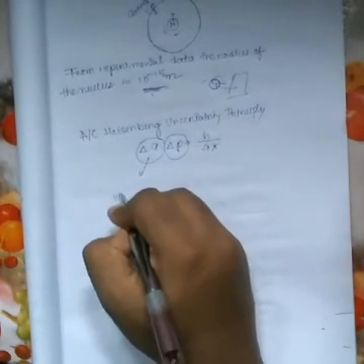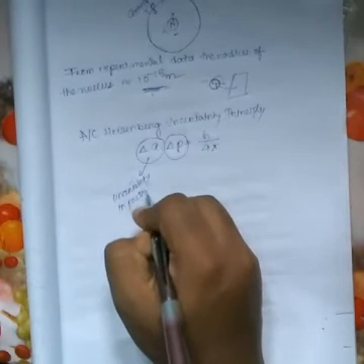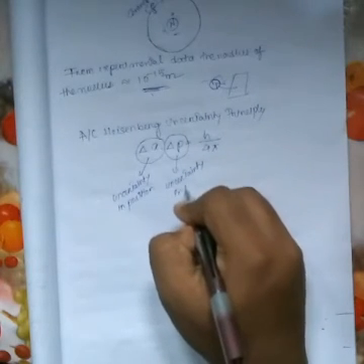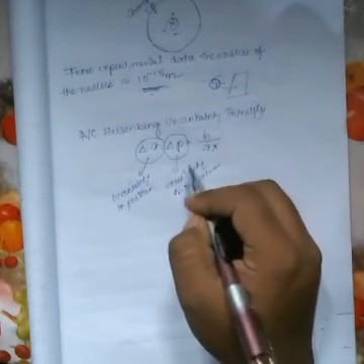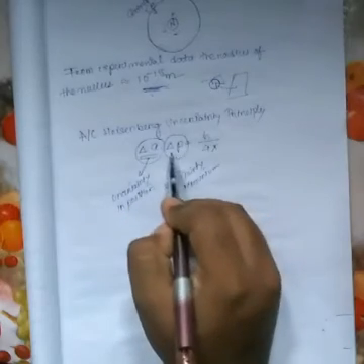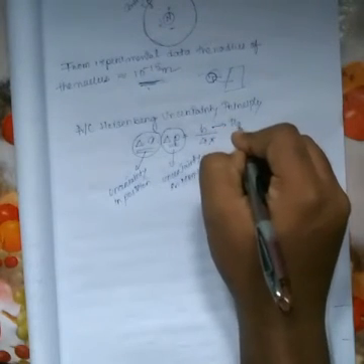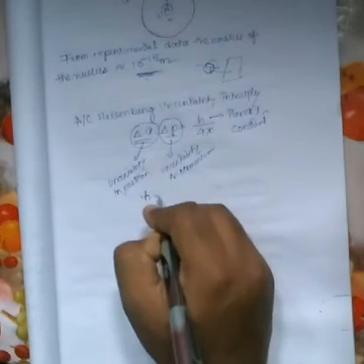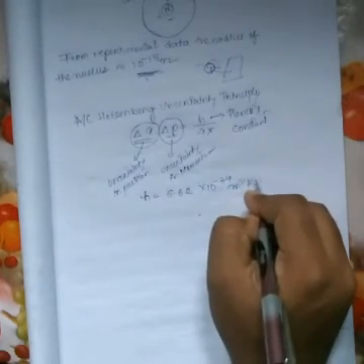Here delta x is known as uncertainty in position, and delta p is the uncertainty in momentum. So the main thing is that according to the Heisenberg uncertainty principle, if we know delta x, we don't know delta p, and if we know delta p, we don't know delta x. And here h is Planck's constant, and this Planck's constant value is 6.62 into 10 to the power minus 34 meter square kg per second.